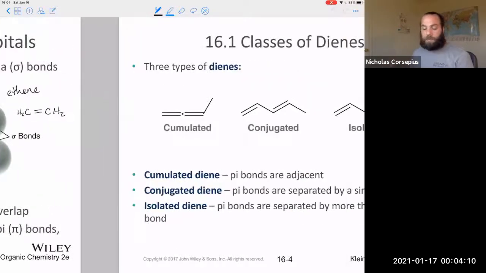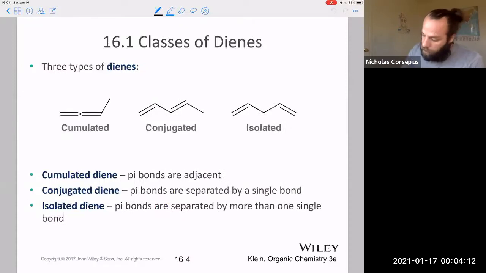All right, types of dienes. By far the most rare would be the cumulated diene. So this is when you have your two double bonds located directly next to each other. This is an sp hybridized carbon in the middle there, okay?